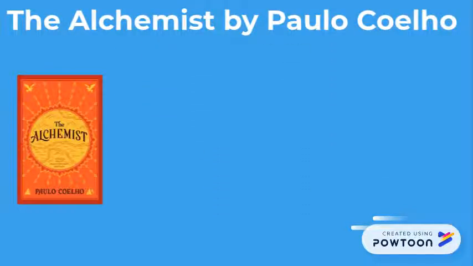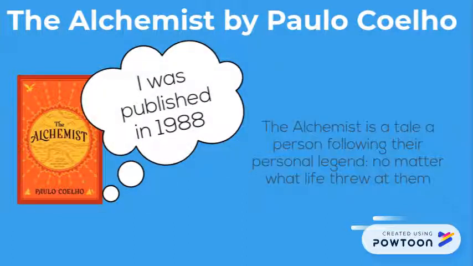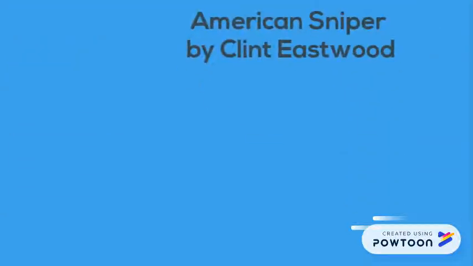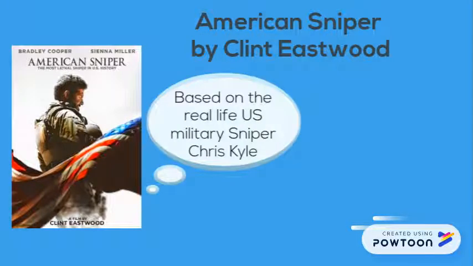Today we're going to see how the hero's journey is used in two texts: Paulo Coelho's The Alchemist, a tale of a young shepherd boy, Santiago, following his destiny. My second text is Clint Eastwood's American Sniper, a movie which follows Chris Kyle, one of America's deadliest military snipers. It is a movie about dealing with loss and the decisions you make in war.